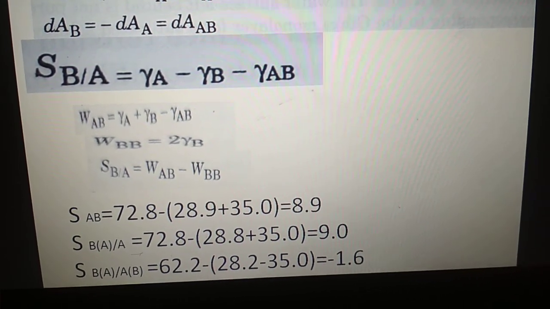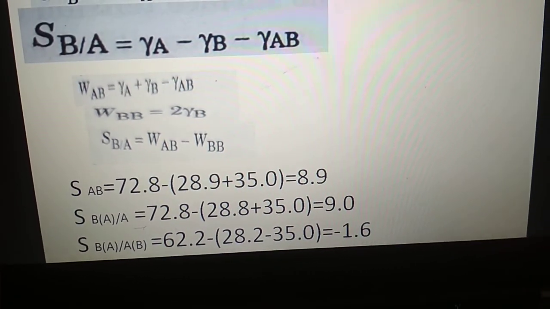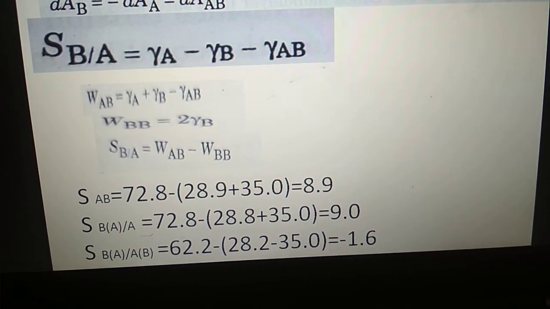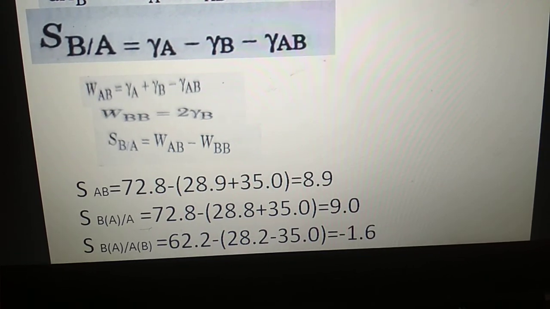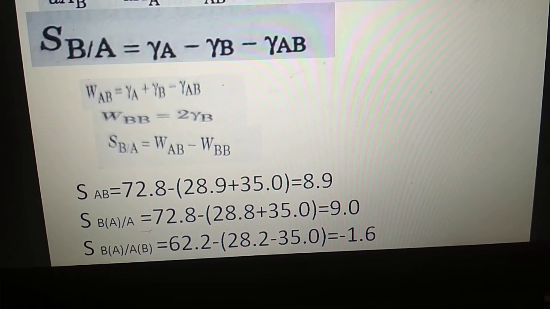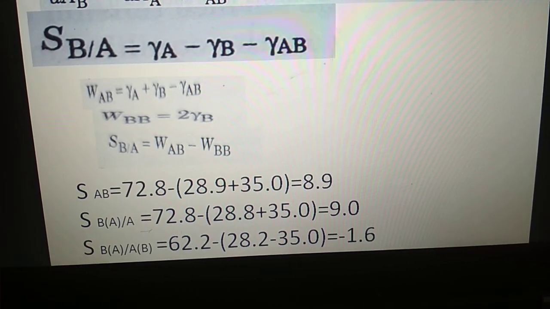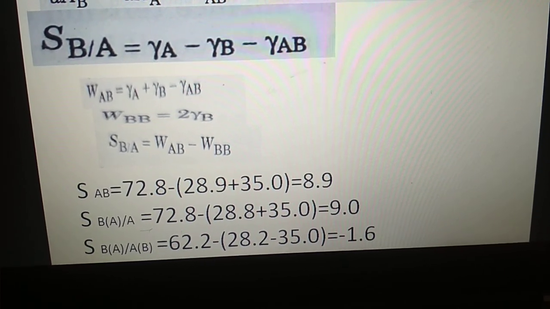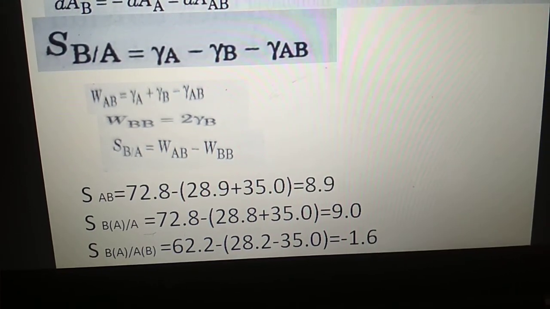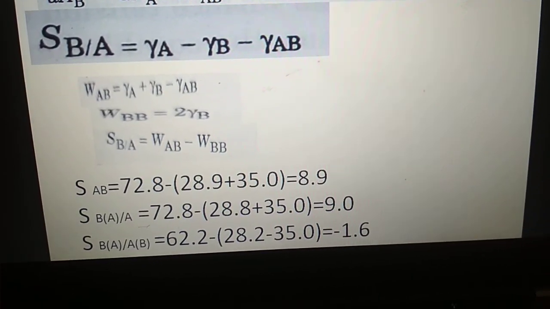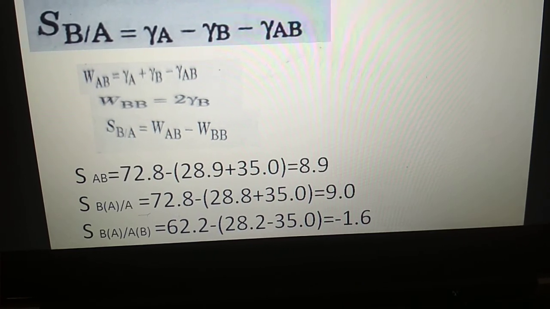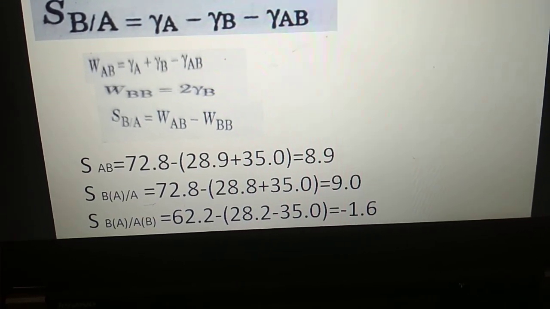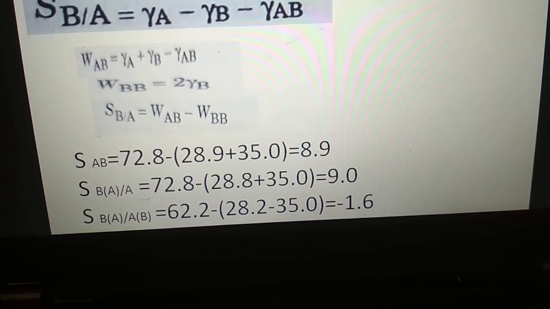In benzene-water, S_BA is equal to 72.8 minus 28.9 minus 35.0, which is equal to 8.9. 72.8 is the surface tension of pure water, 28.9 is the surface tension of pure benzene, and 35.0 is the surface tension of the interface. S_B upon A is equal to 72.8 minus 28.8 minus 35.0, which is equal to 9.0.